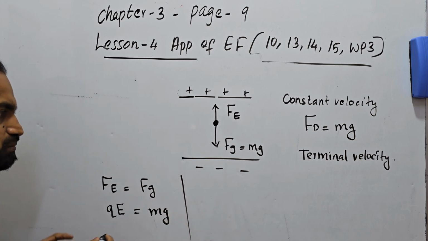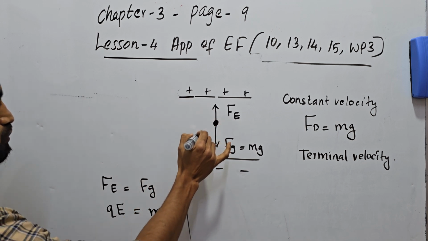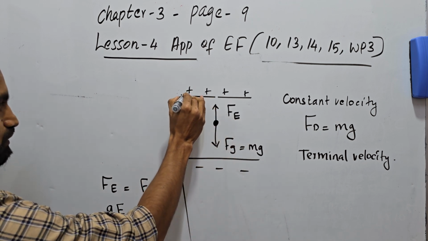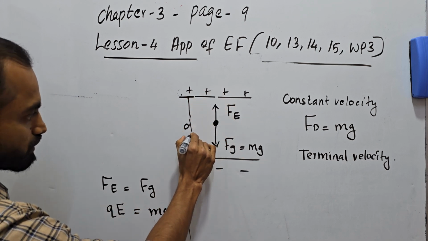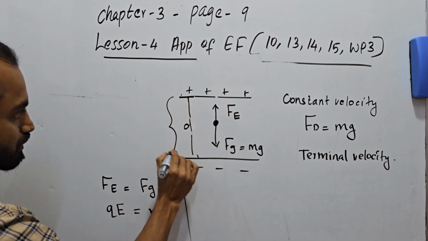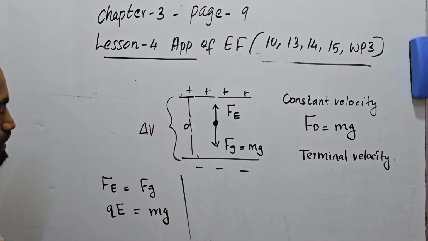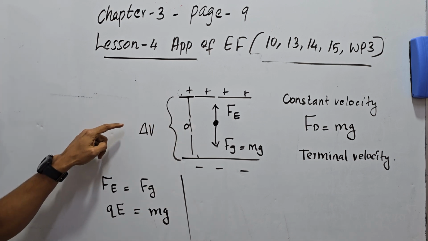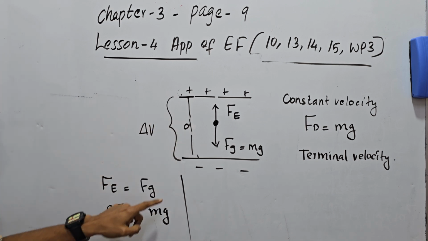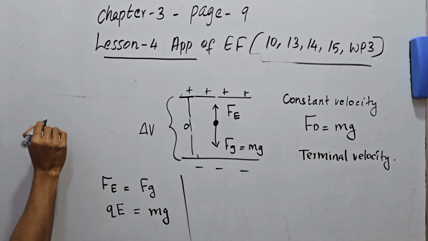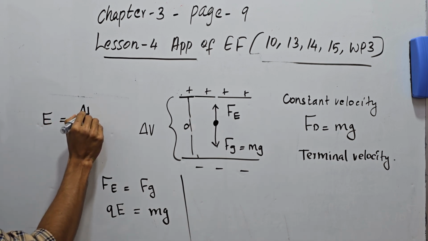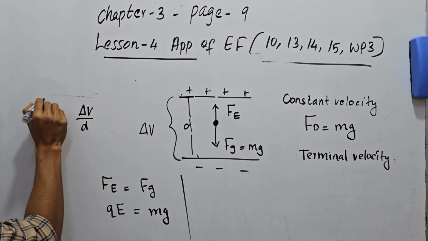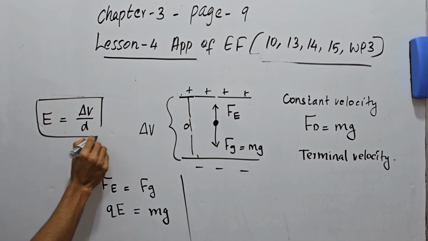The next, in most of the questions, electric field will not be given. What will be given? The distance between the plates and the potential difference will be given. So if you know the distance between the plates and the potential difference, you can calculate electric field, right? What is electric field? Potential difference divided by distance.